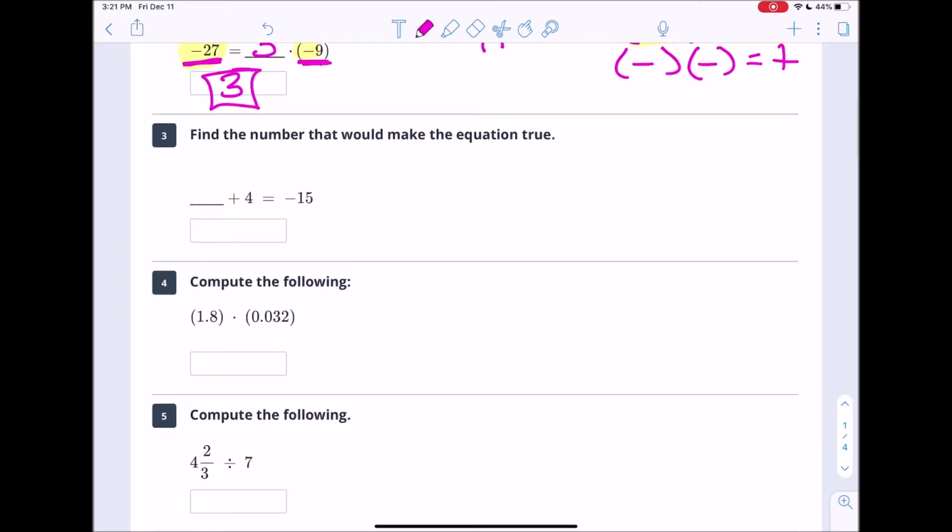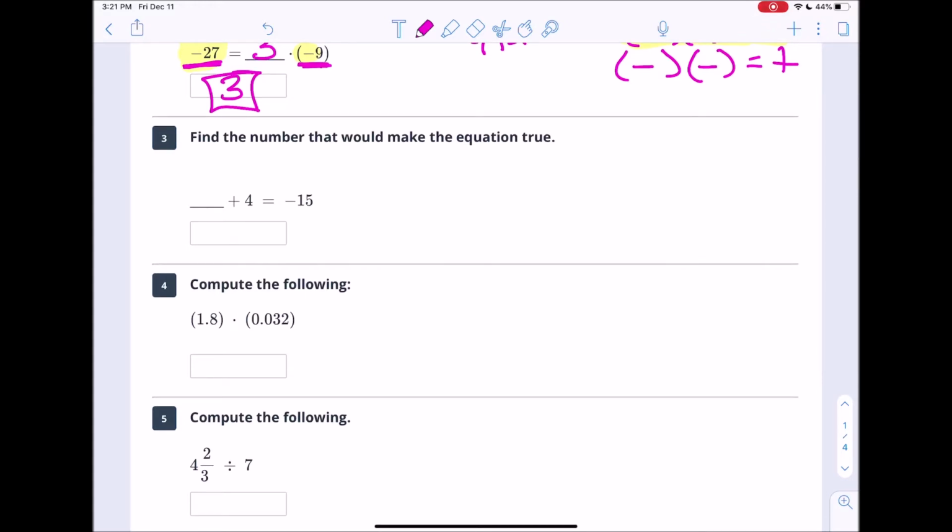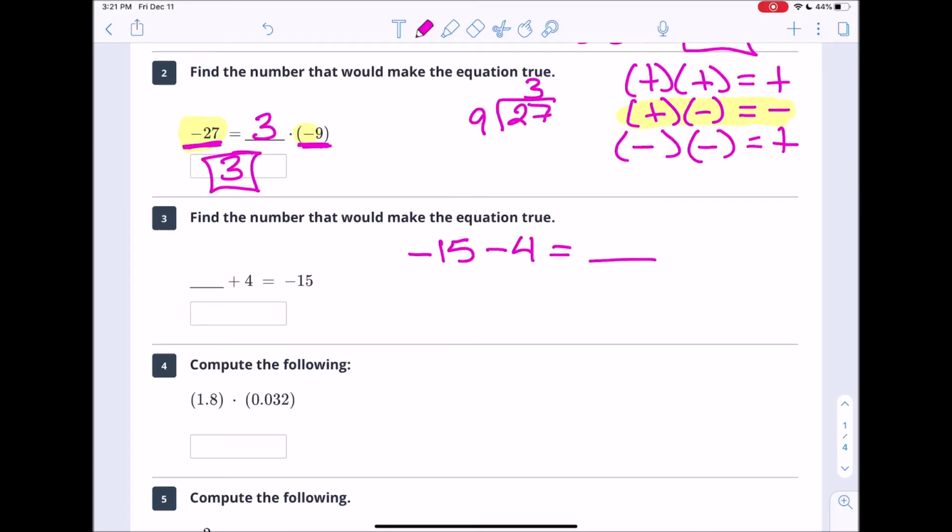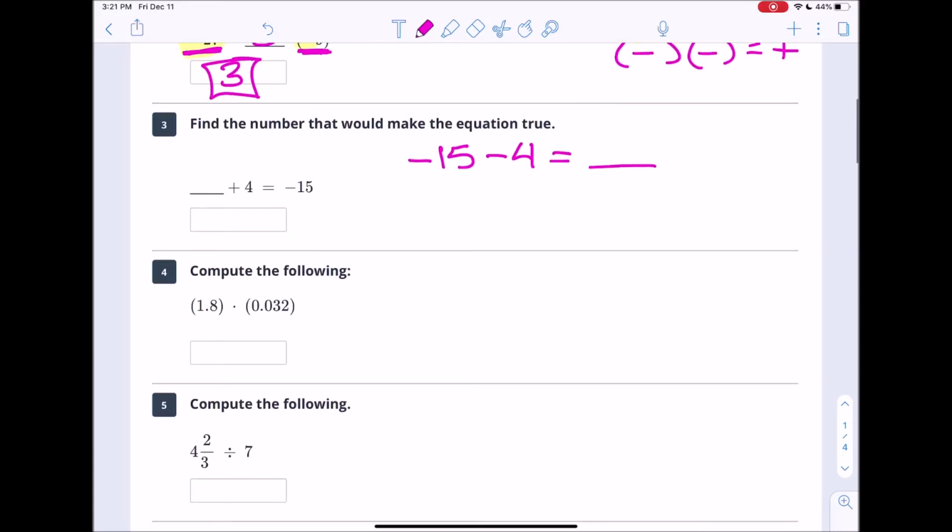Moving on. Find the number that would make this equation true. So instead of multiplication, here we have addition. Some mystery number plus 4 gave us negative 5. Okay, so that means if I have, or I'm sorry, not negative 5, negative 15. So that means negative 15 minus 4 should give us our answer. And just like with this multiplication problem up here, we did the opposite and we divided, we're going to do the same thing. We're going to take that addition, right, and we're going to do the opposite to find out what that mystery number is.